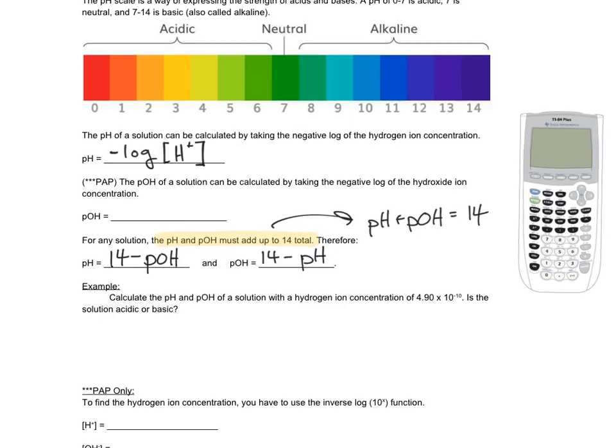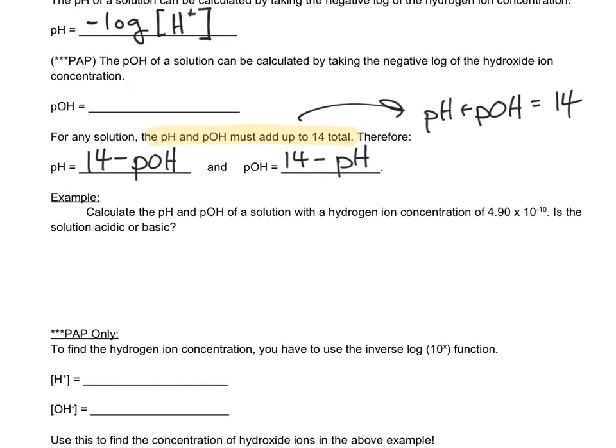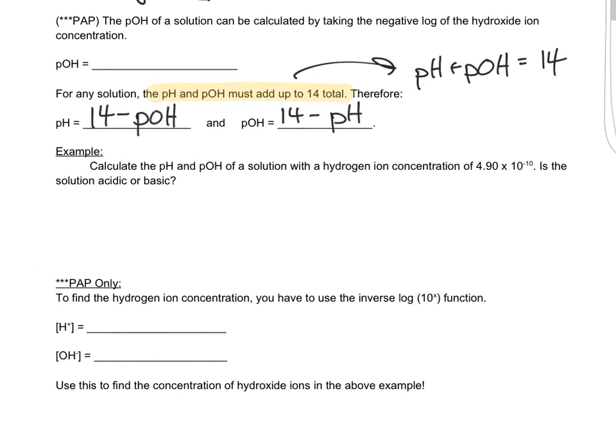Now let's do this example down here. It says, calculate the pH and pOH of a solution with a hydrogen ion concentration of 4.90 times 10 to the negative 10th. Is the solution acidic or basic? All right, so what we're going to do is use the formula that pH equals negative log of the hydrogen ion concentration. The hydrogen ion concentration is this number. Let's do the negative log of 4.90 times 10 to the negative 10th.